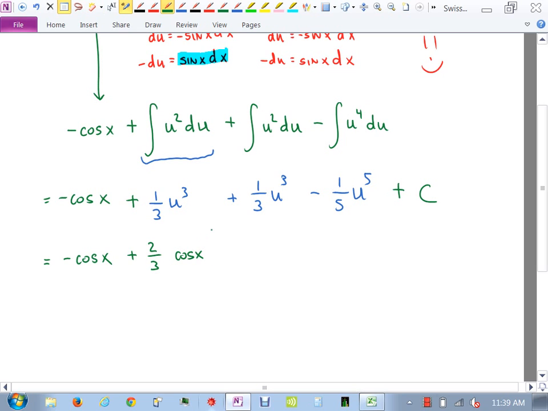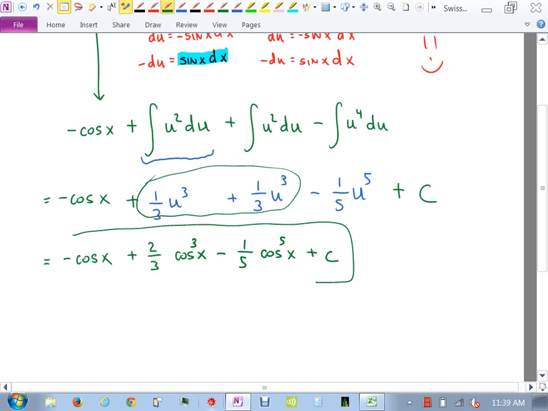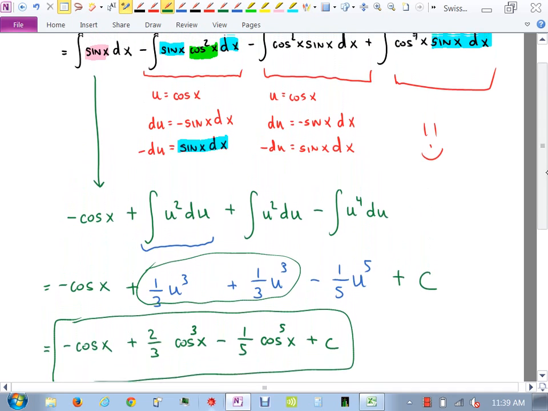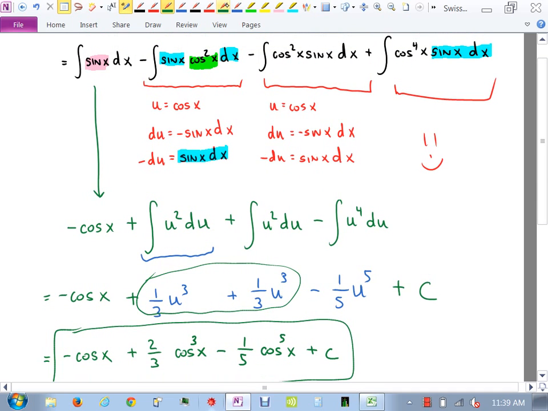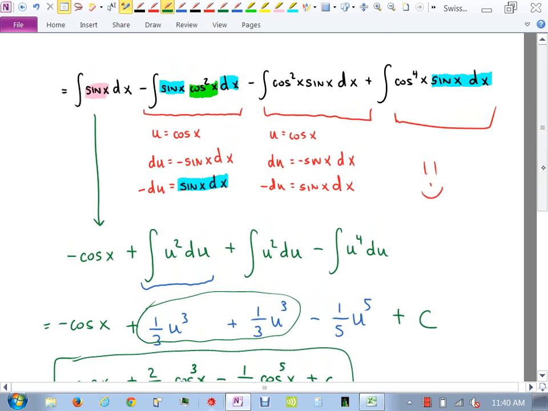I'm going to write it this way. Cosine cubed x. So I put those two together, didn't I? Minus 1/5 cosine to the fifth x plus c. The minus came from back up here. Should have been a plus.